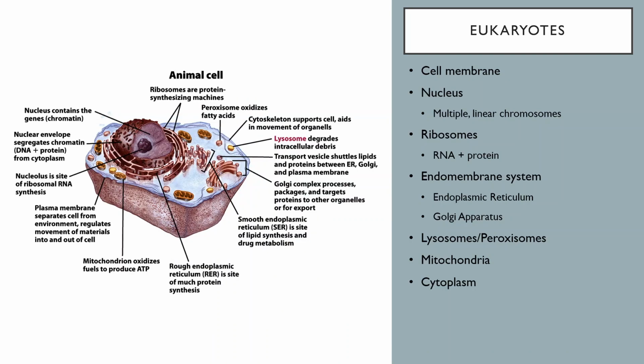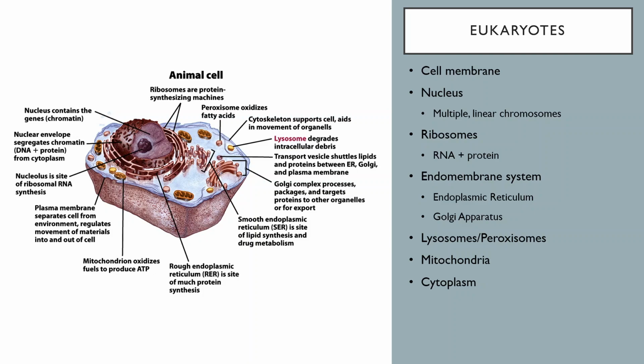And then eukaryotes also have a cell membrane that's made of lipids. Most eukaryotes do not have a cell wall, but some do. And then on the inside, there are various membrane-bound organelles. So the nucleus, of course, is probably the most important one because it contains the DNA of the cell.